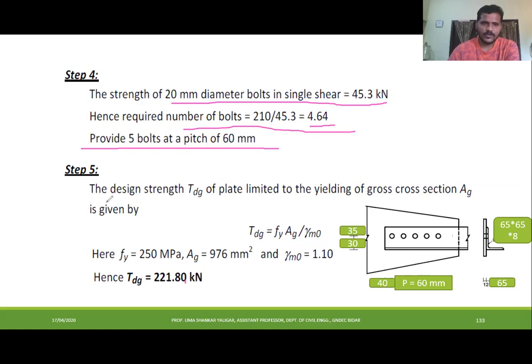After calculating these bolts, you calculate as usual the Tdg, the design strength due to the three failures. The first one is due to yielding of the gross cross section. Tdg is equal to Fy into Ag divided by gamma m naught. You know Fy, Ag, and gamma m naught. Substituting all these three values, you will get Tdg as 221.80 kilonewton.